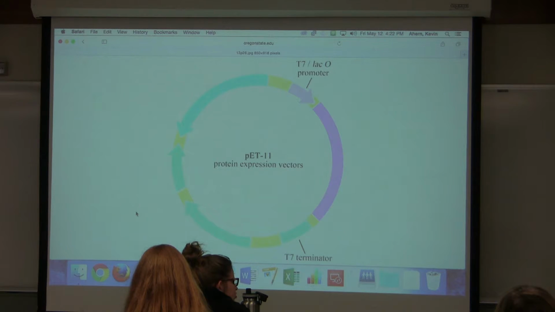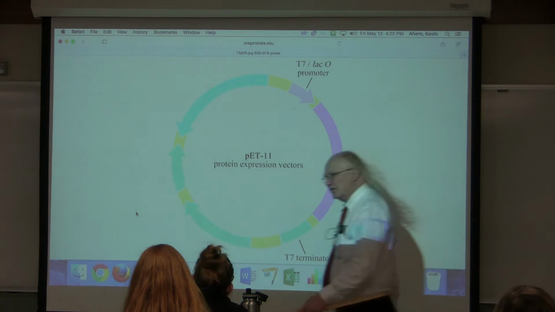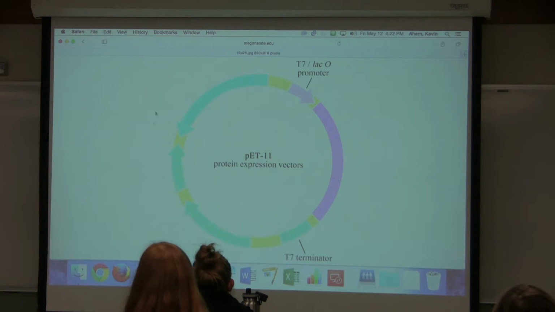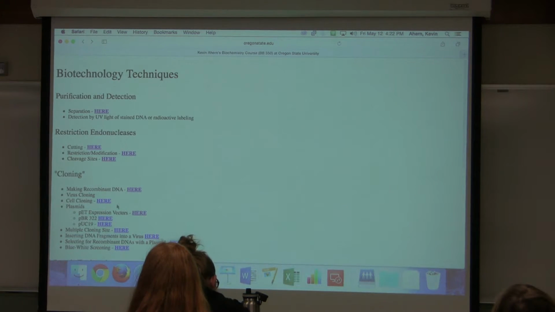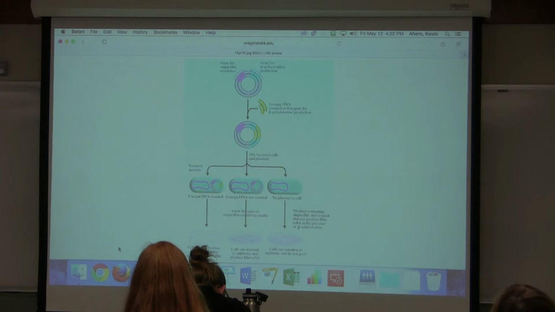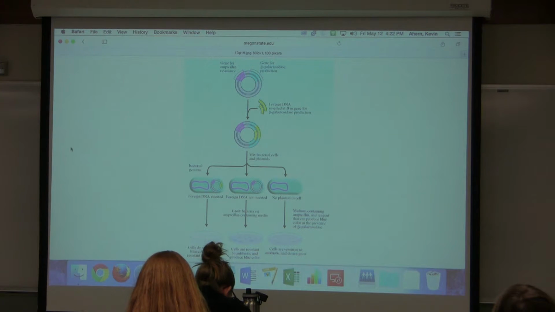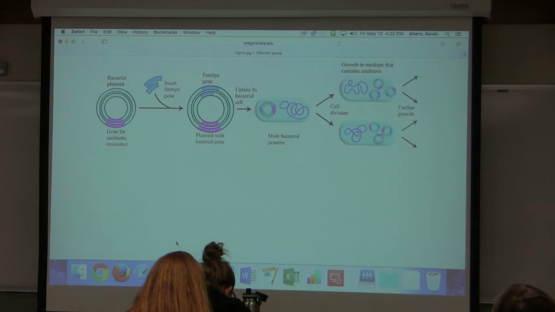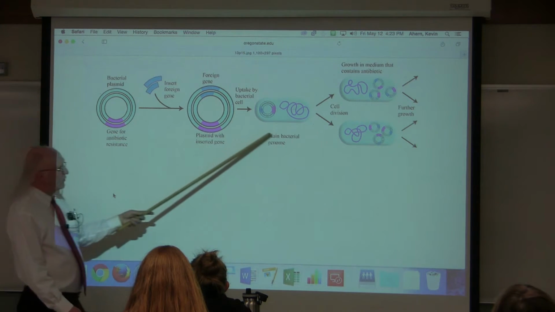Okay, other questions? All right, so let's look at how we can identify not only which bacteria get the plasmid, but also which bacteria get the plasmid that I want them to have. Well, let me back up here. Let me just go through this one more time to show you in a figure what I told you in words.